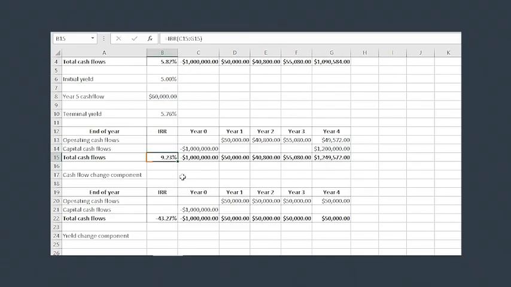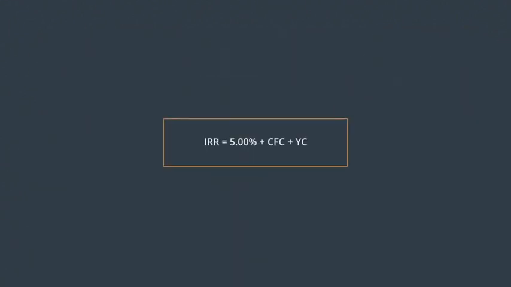The cash flow change component is now calculated by deducting the initial yield of 5% from the IRR you just calculated of 9.23%. This gives you a cash flow change component of 4.23%. This component is positive because the cash flow generally or overall grew from year 1 to year 5, even though it didn't grow every year. Your formula now looks as follows.